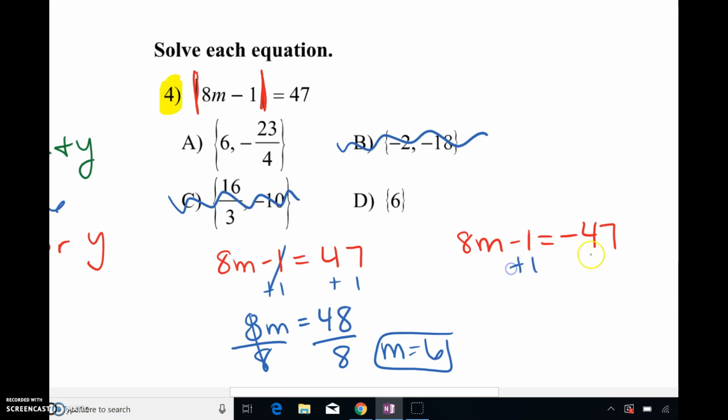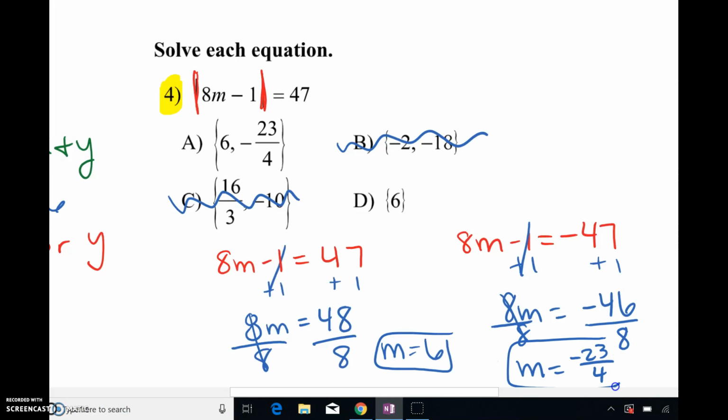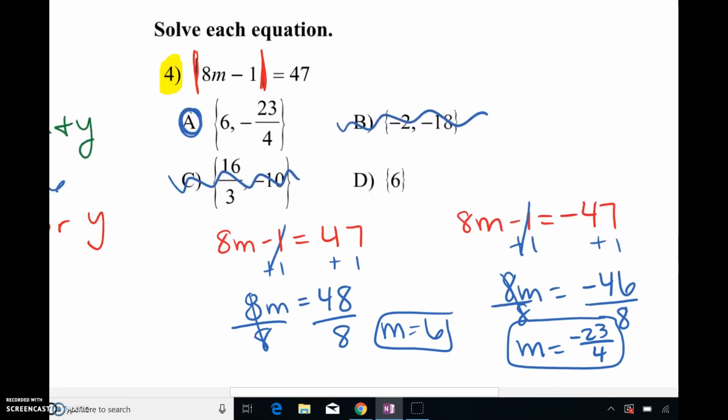Let's see what else we get. I add 1. 8m equals negative 46. Divide by 8. So m equals negative 23 over 4.